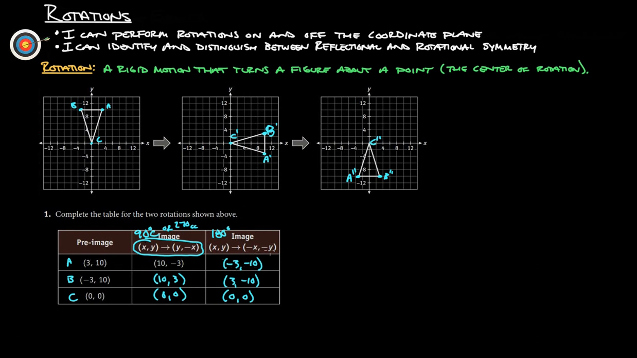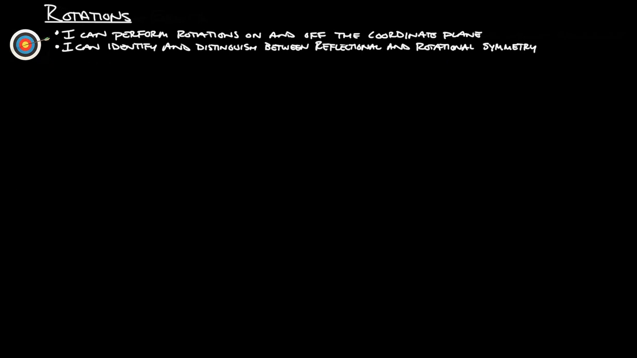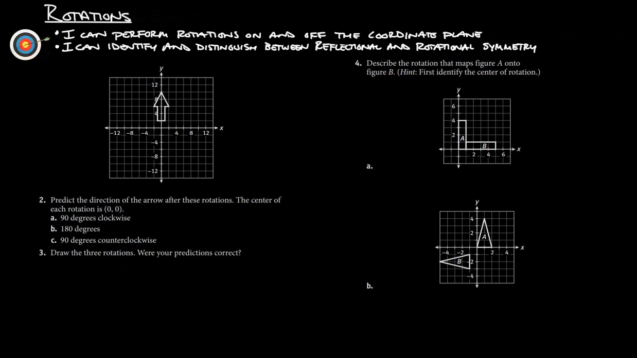So the x's and the y's stayed in the same spot, but they both ended up opposite. Since that was positive 3, it's now negative 3. Positive 10, now negative 10. That's what's always going to happen for 180 degrees, clockwise or counterclockwise, because 180 degrees will be this exact same spot. Okay? All right.